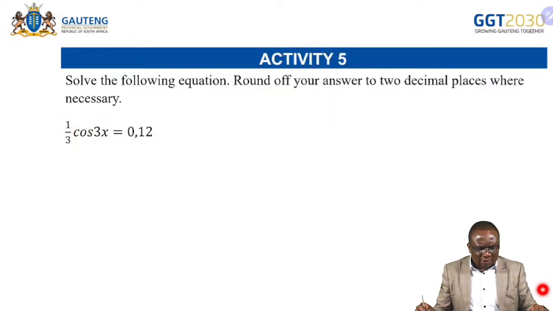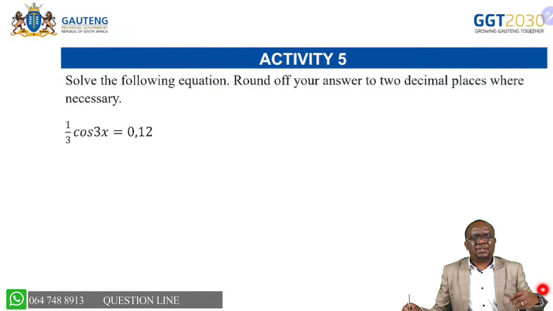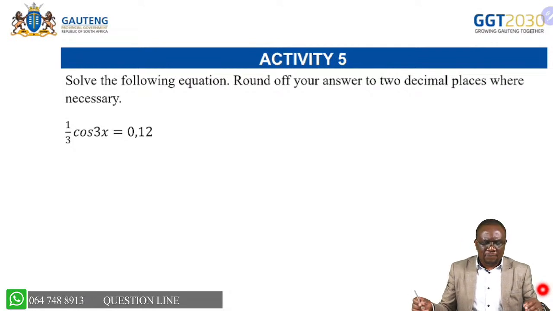Now, I have 1 over 3 times cos 3x is equal to 0,12. What do we do here, grade 10s? You can say your answers verbally in the classroom. We multiply both sides by 3. Very good. The inverse of 1 over 3 is 3 over 1, isn't it? Remember, 3 over 1 is 3. So we're multiplying both sides by 3.